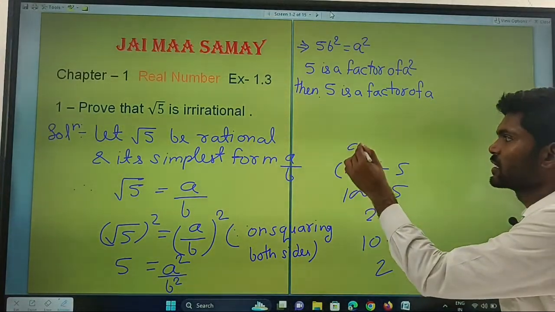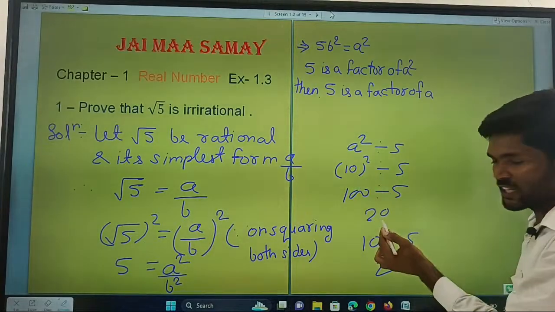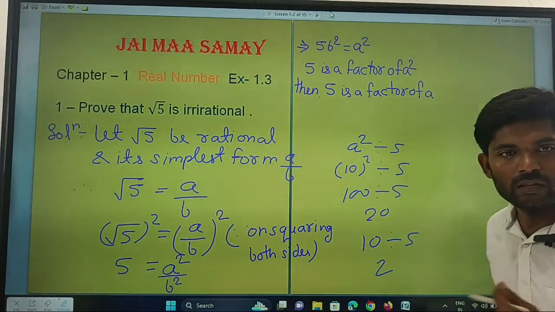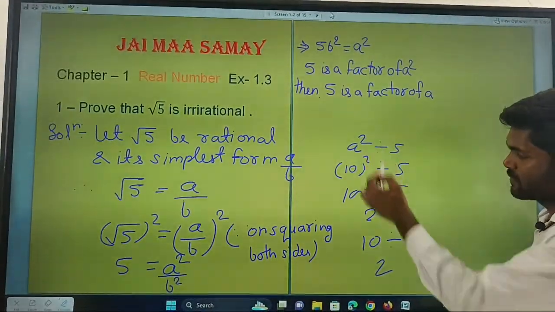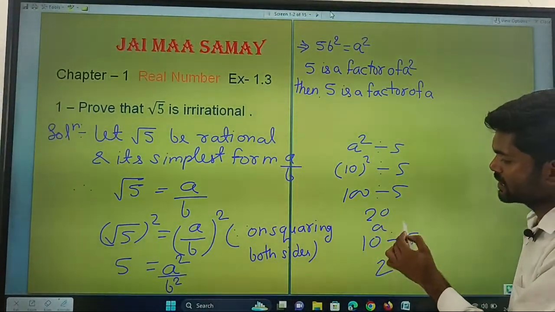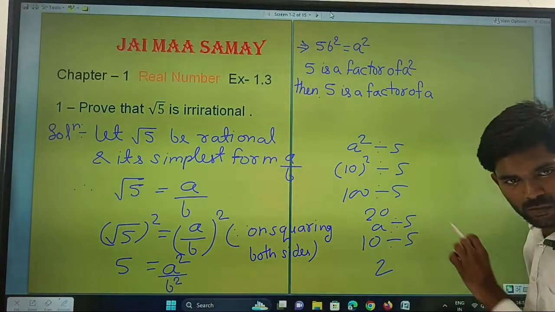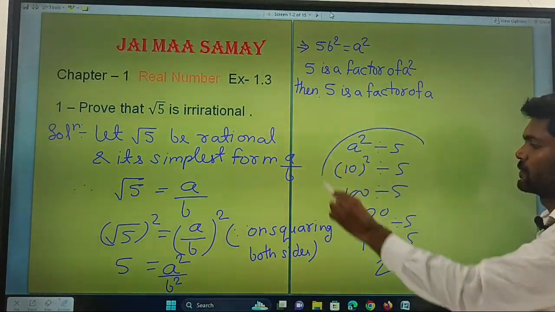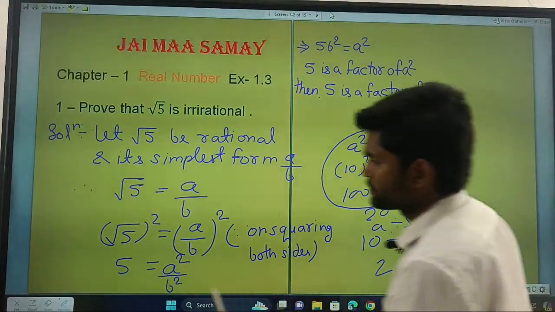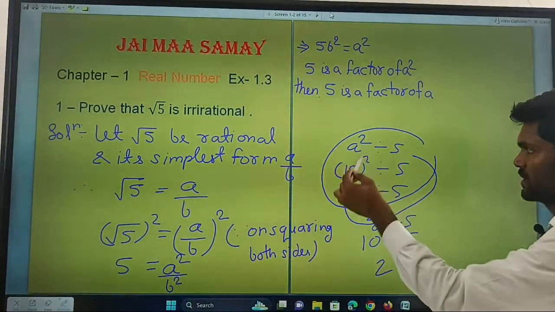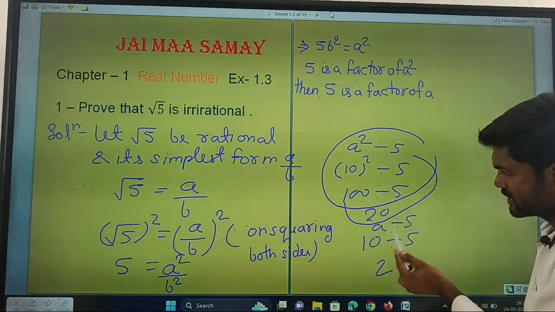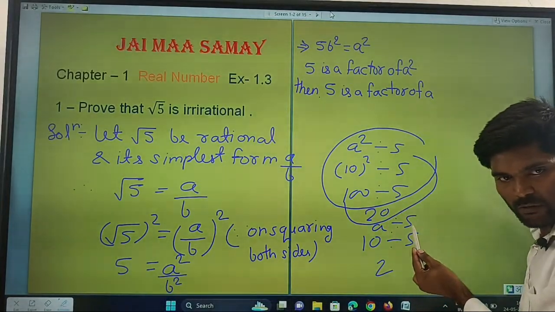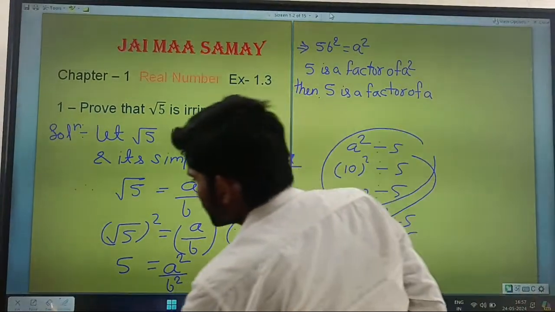Are you understanding? Here divisible or not divisible? Divisible means you get remainder 0. Then if the remainder is 0, again A divided by 5 is also divisible. Clear or not clear? It means this thing: if A square is divisible by 5, then A is also divisible by 5. Clear?